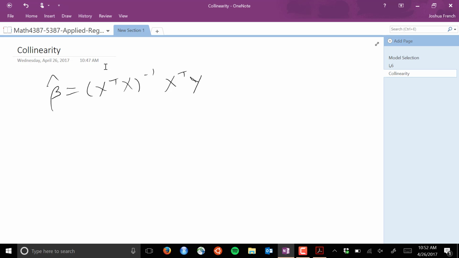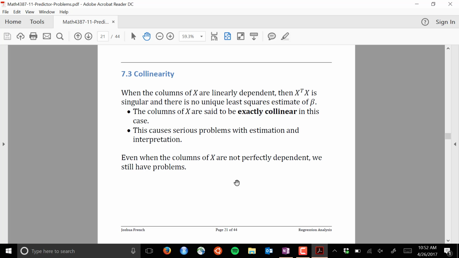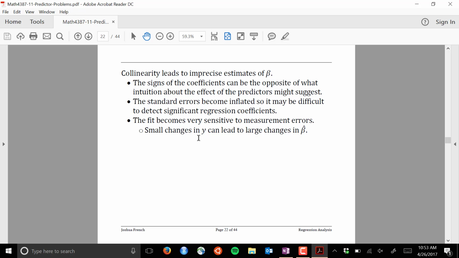So because of that, this is an issue. We don't like it when the columns of our X matrix are linearly dependent. However, even when the columns of our X matrix are not exactly collinear, so there's not exact linear dependence in the columns of our X matrix, we can still have problems with estimating our regression coefficients. And so we're going to talk mostly about that in what follows in the rest of this chapter.